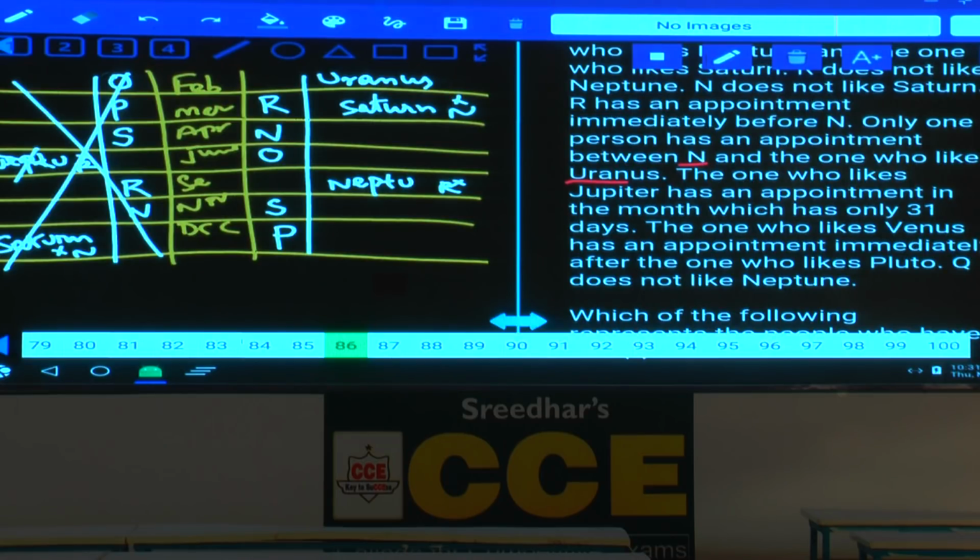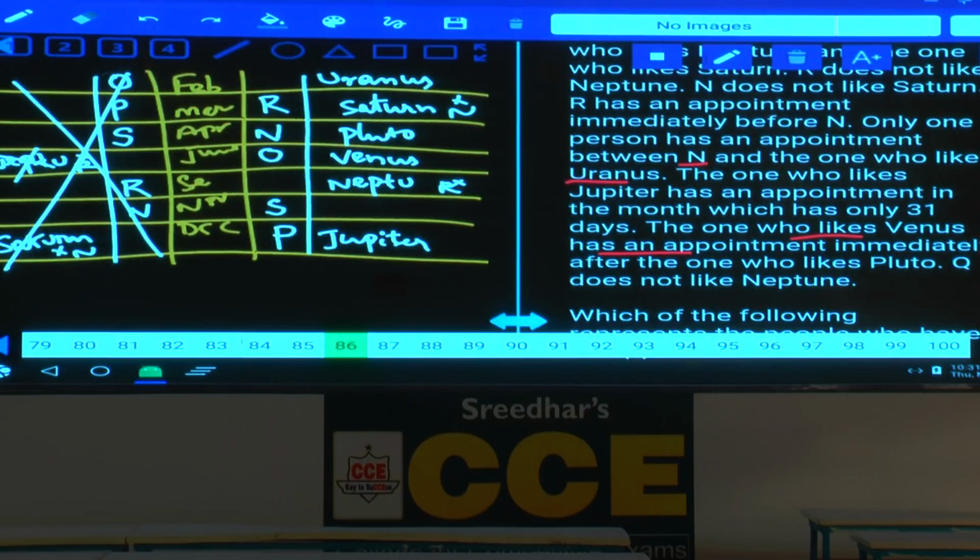Then, the one who likes Jupiter has an appointment in the month which has only 31 days. Among the leftover 31-day months, it is December. Hence P in December likes Jupiter. And next, the one who likes Venus has an appointment immediately after the one who likes Pluto. Venus is here and this must be Pluto.